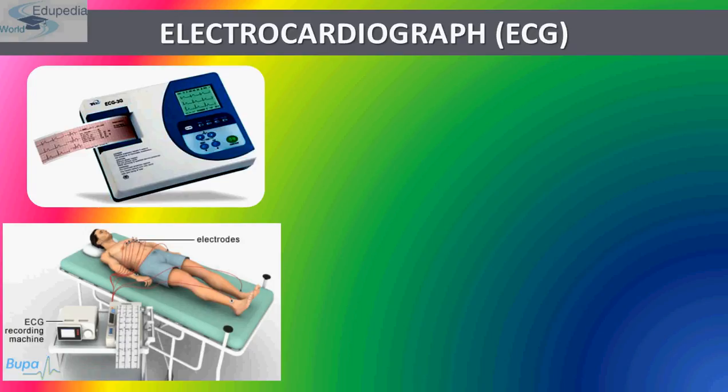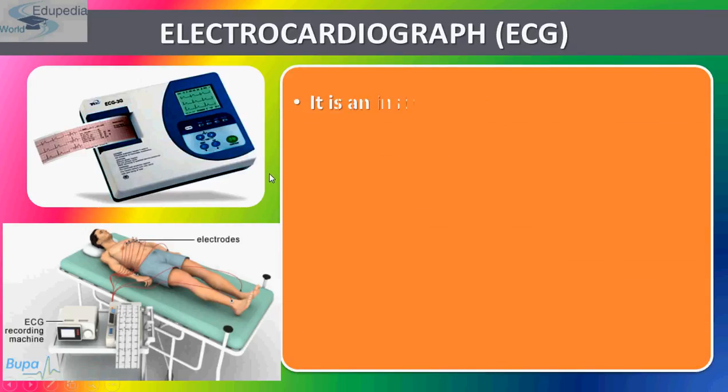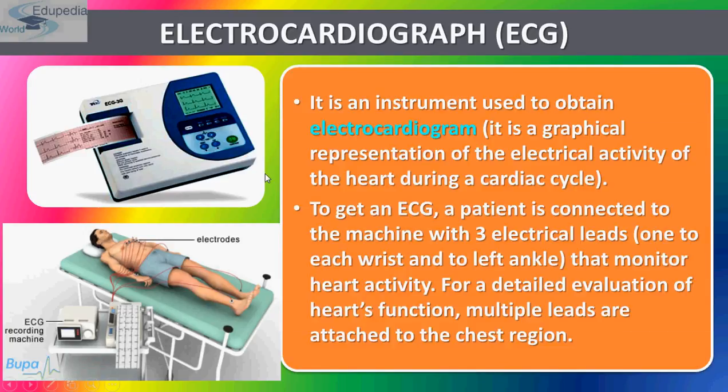So what is the methodology? In this, the electrical activities of the heart are recorded by the ECG machine by placing the electrodes on various locations such as chest, as you can see in this diagram, chest, wrist and ankles.